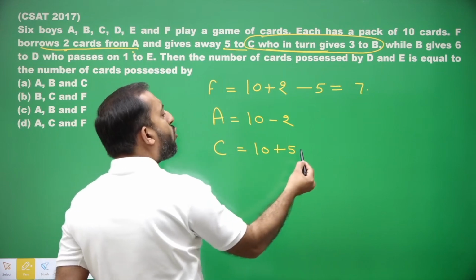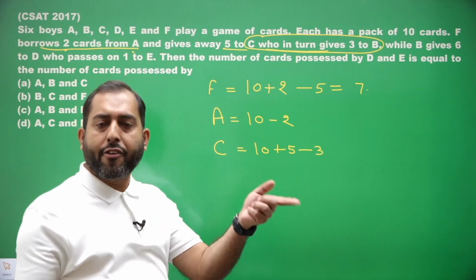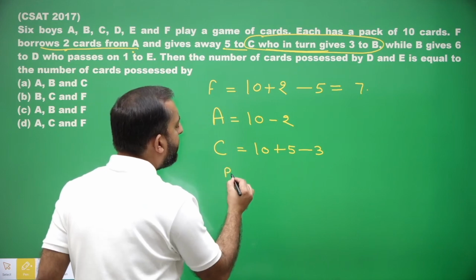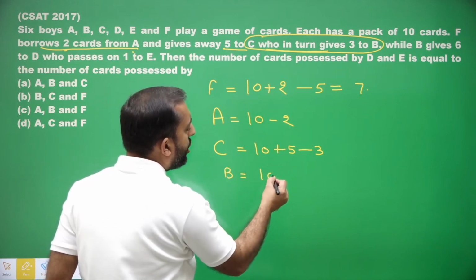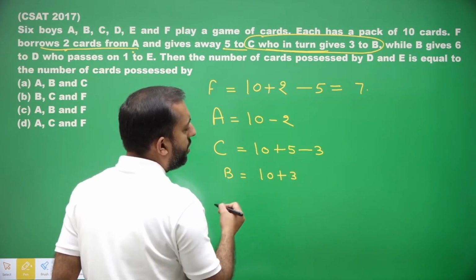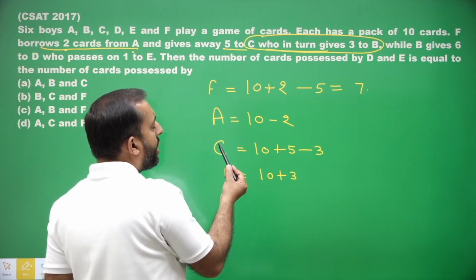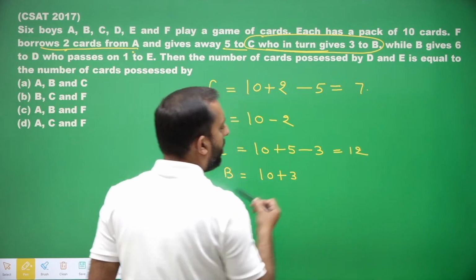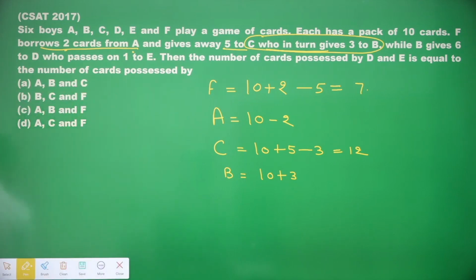Now the next line says C, who in turn gives 3 cards to B. So C has also given 3 cards to B. So subtract 3 from the share of C. And C has given 3 cards to whom? 3 cards to B. So in the share of B, add 3. Okay. So in the end, number of cards with C should be 10 plus 5 minus 3, that is 12. I hope guys this is clear.